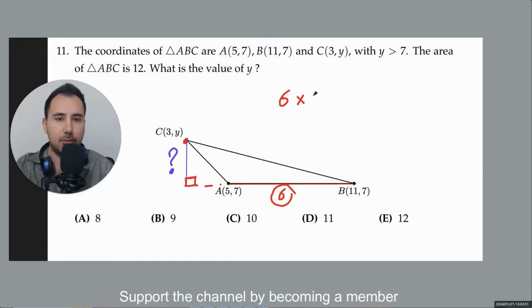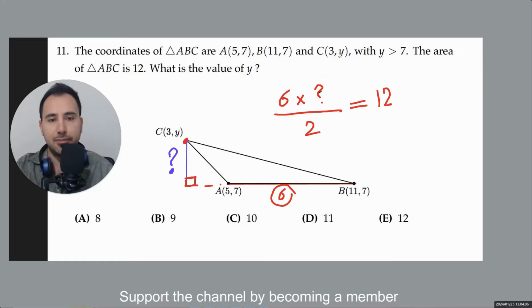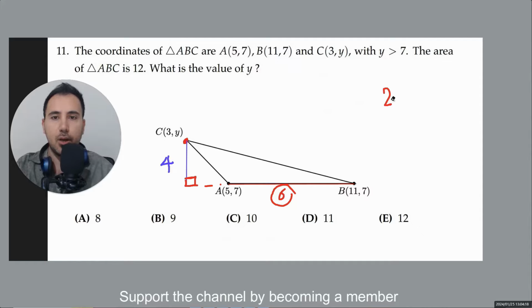times this question mark, and then we divide it by 2, is 12, right? So what is the question mark? The question mark is actually 4, because 6 times 4 is 24, divided by 2 is 12. So the question mark is actually 4. Right? So it's easy peasy now. What is the value of y?